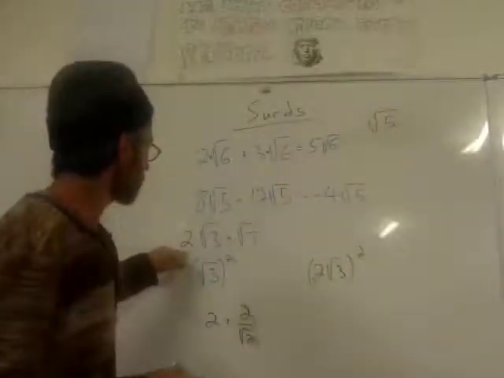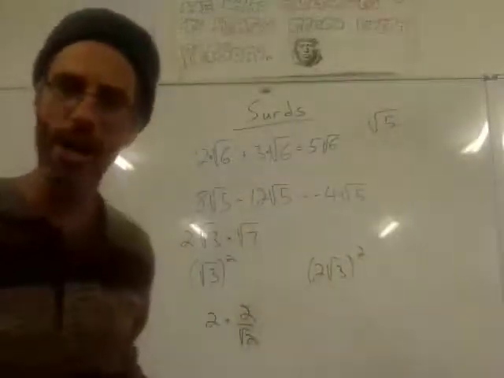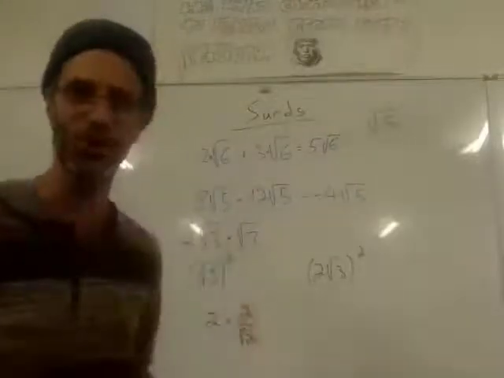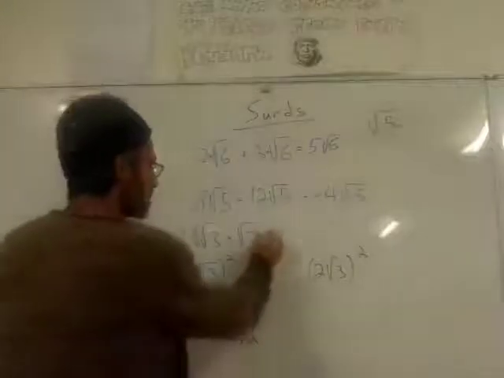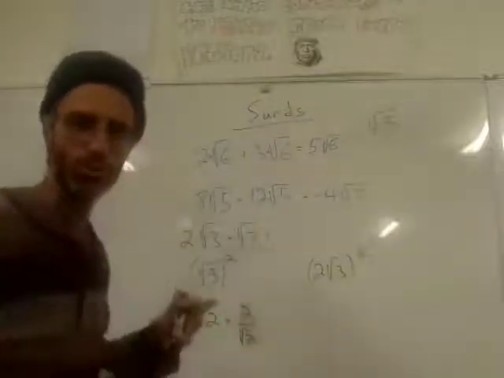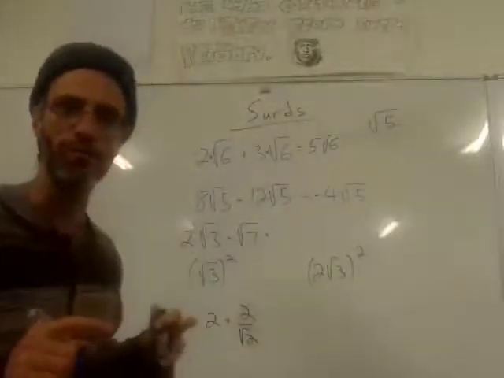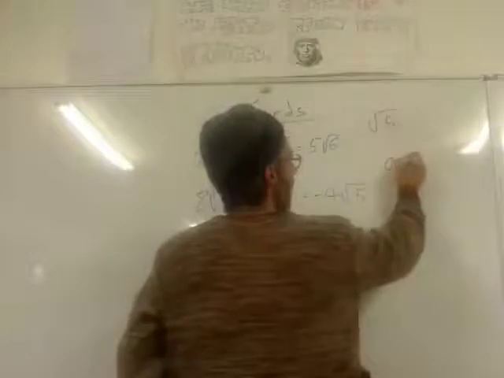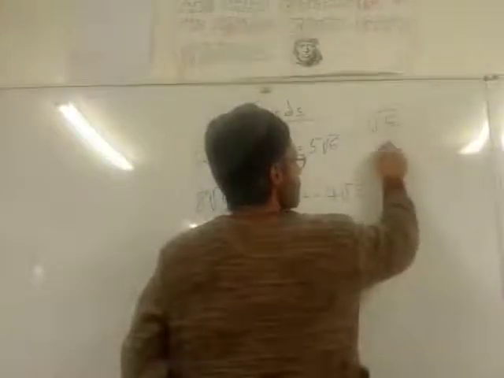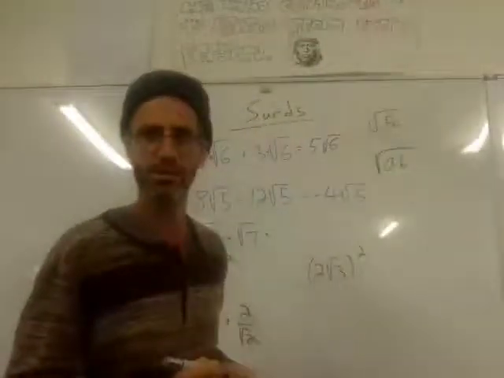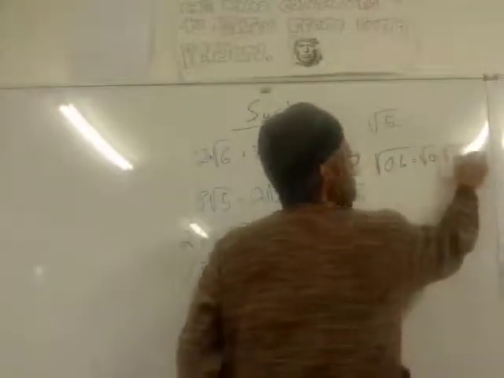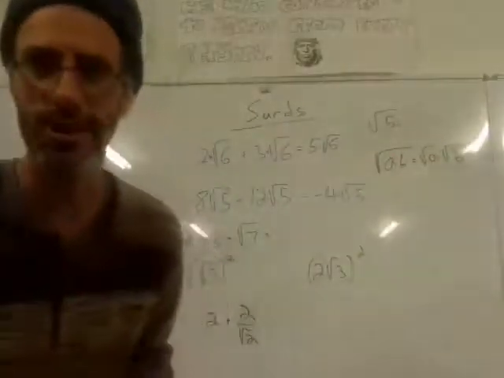2 square root 3 times square root 7. Now, what do we do? That's a little bit different, I've got 2 different surds. So what I'm going to do is work a rule that we learned in reverse. If you remember, I'll write it: square root of a times b, all that, is equal to square root a times square root b. Remember that? That was last year.